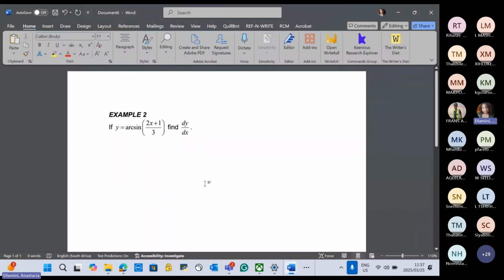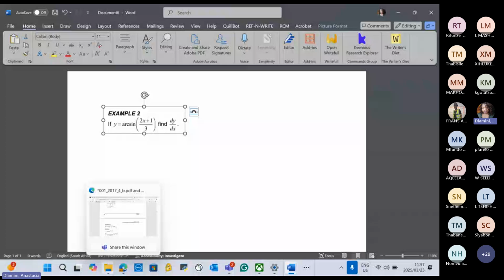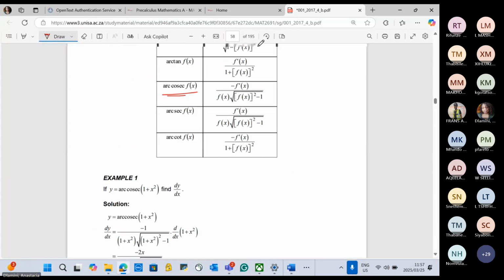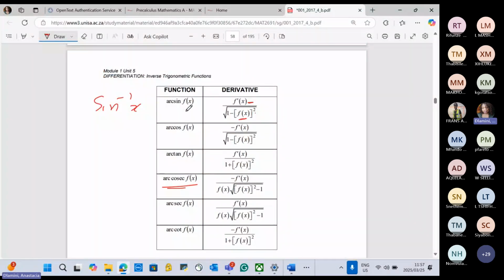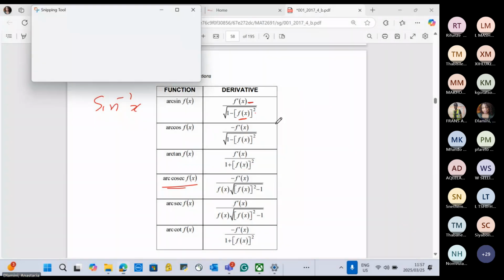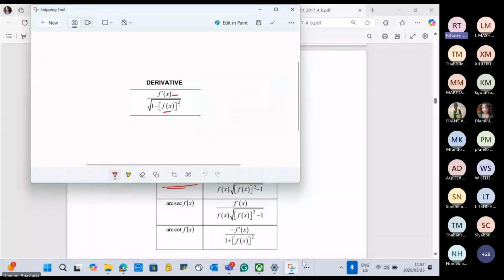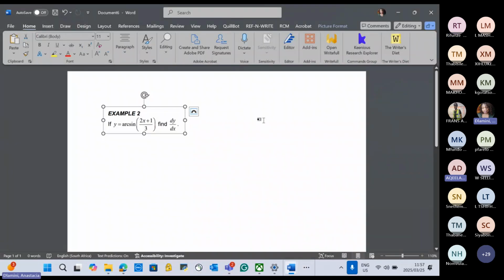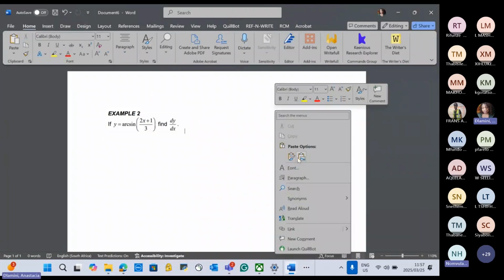So this is arcsine. So meaning that you go to your booklet. Hey, this module is nice. You just copy. Let's go and copy. Arcsine. Where's arcsine? It's the first one. So let's copy the derivative of arcsine. So what is f of x in this case, guys? f of x in this case is 2x plus 1 over 3.